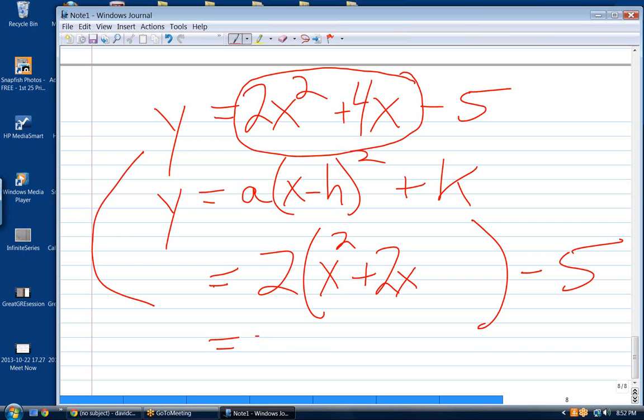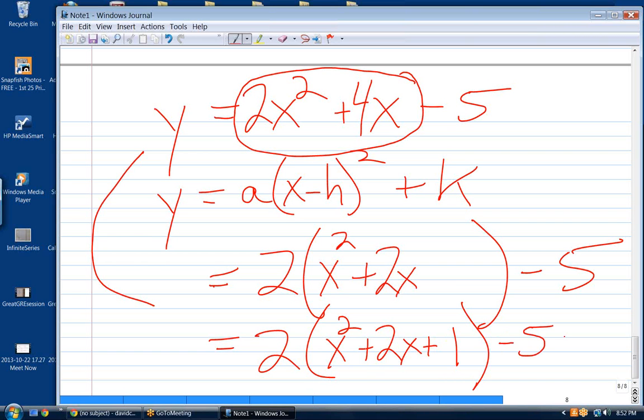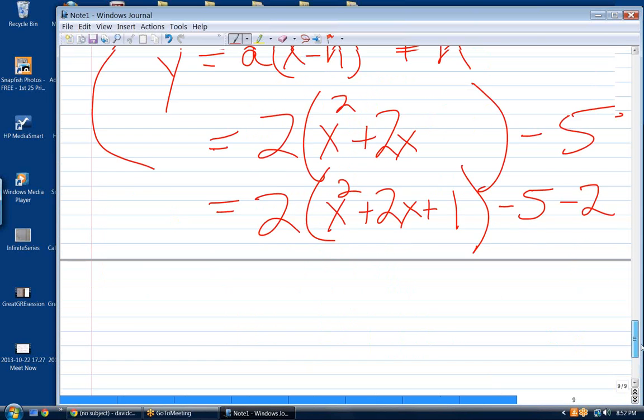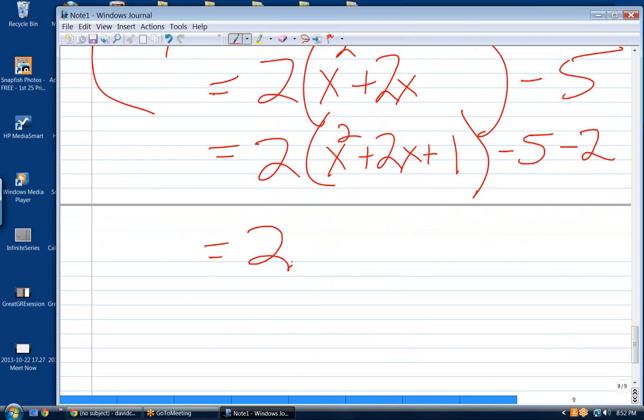Now I complete the square inside by taking half of this, which is 1, squaring it. But now when I add a 1 there, how many have I added to the right side of the equation? 2. That 1 is being multiplied by this 2. So I have to balance it out by subtracting 2. So this now is 2 times x plus 1 quantity squared minus 7.